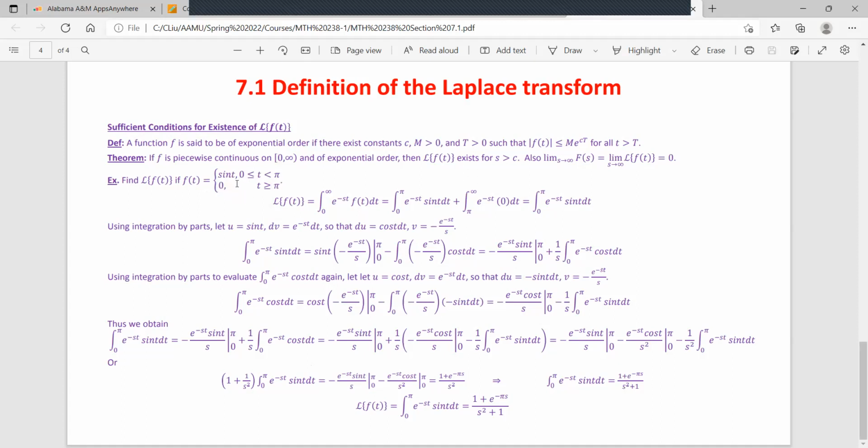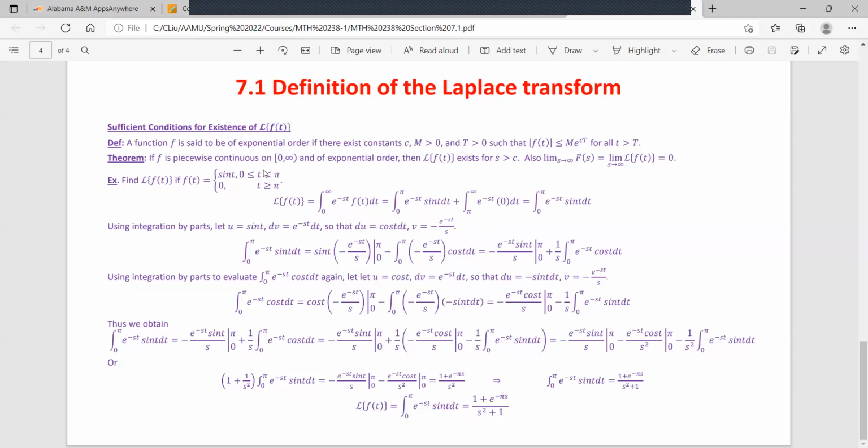In other words, if you draw the graph of the function, it's just one piece of the sine function from 0 to pi. Just that. That's the whole thing. Okay. So we want to find the Laplace transform of this function.